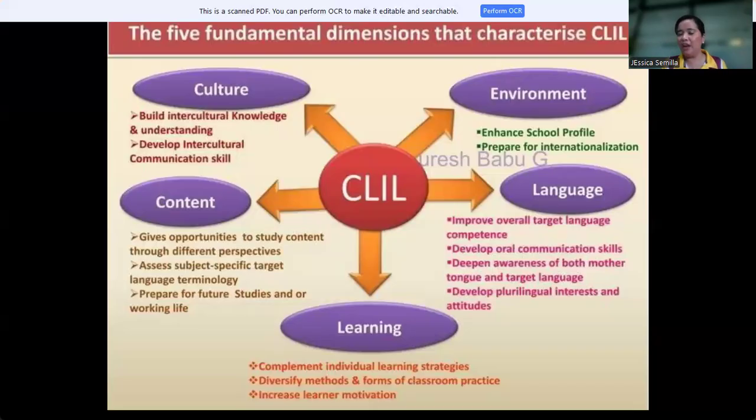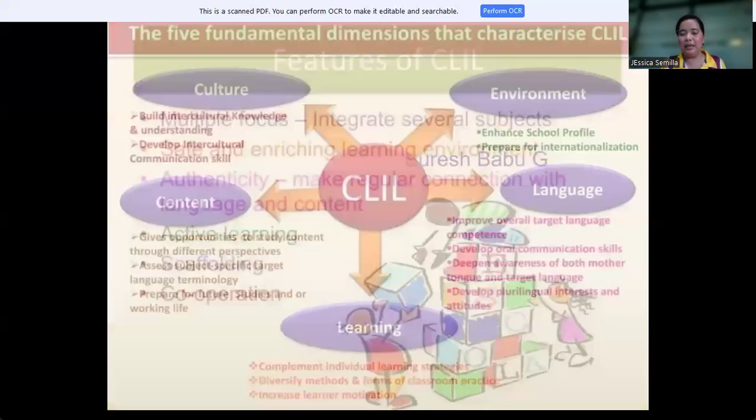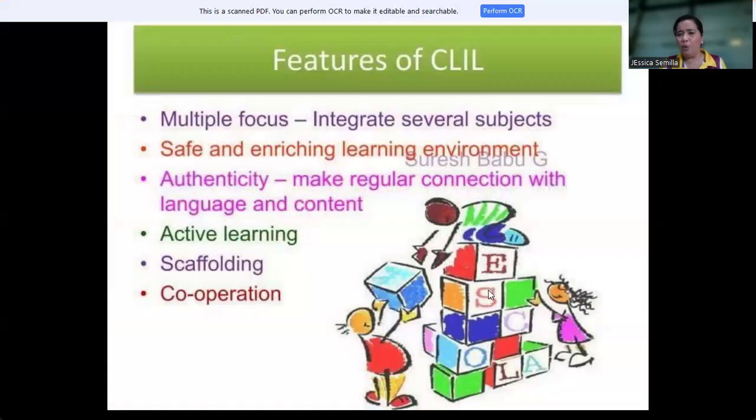So once again, those are the five fundamental dimensions or characteristics of CLIL. Now, what are the features of CLIL? The features of CLIL are basically the following: the multiple focus, meaning they try to integrate several subjects while they are learning the language itself. Another is a safe and enriching learning environment. They try to use authentic materials, making a regular connection with language and content.